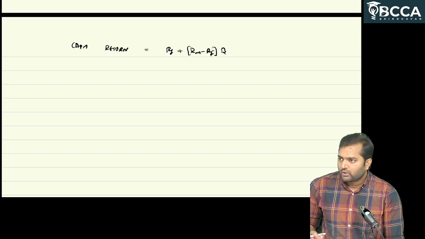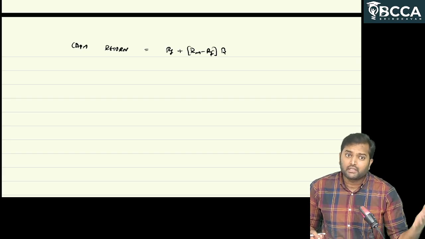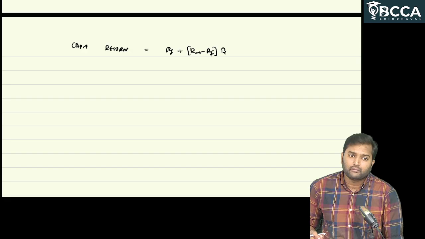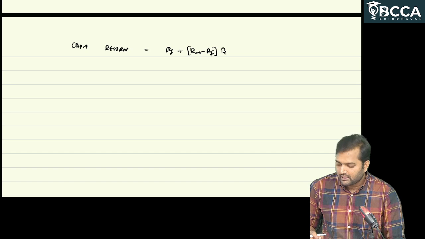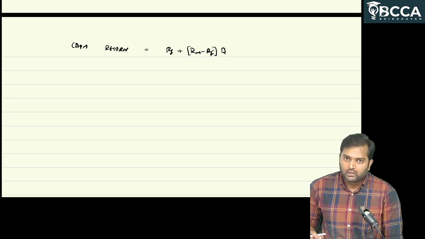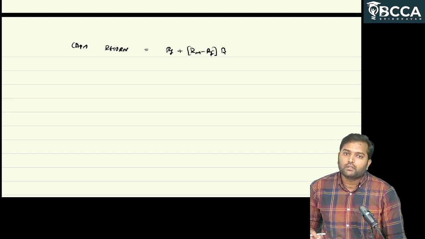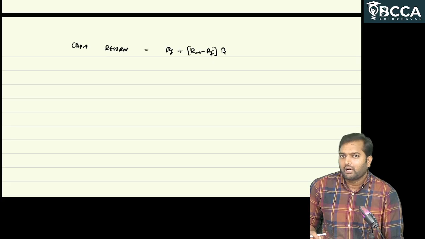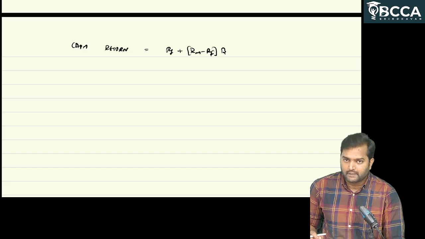So without any risk itself, the investor would be expecting RF. If the investor is taking a risk, then he will be expecting a premium. RM minus RF is known as market risk premium. RM minus RF into beta is known as security risk premium. If beta increases, required return will also increase. High beta indicates high risk. If risk increases, then required return will also increase.